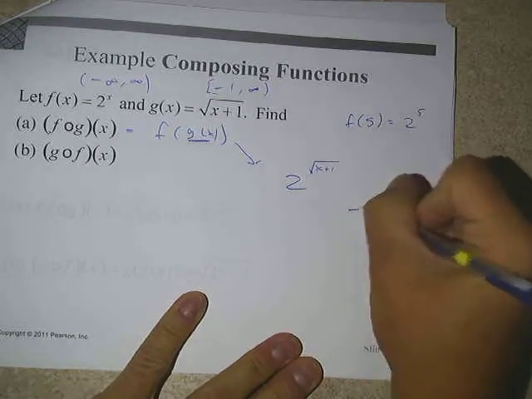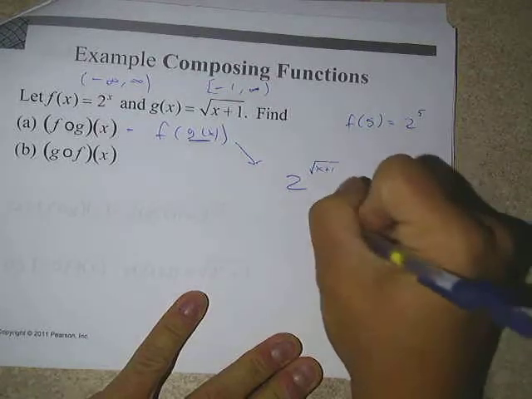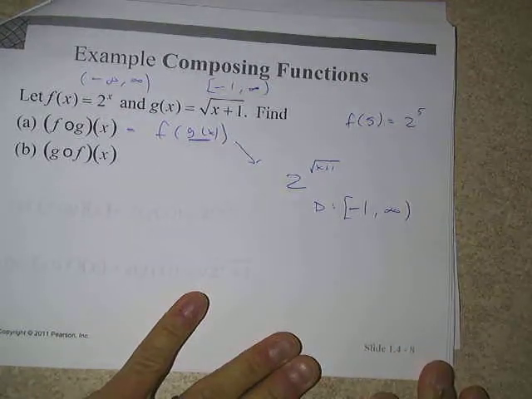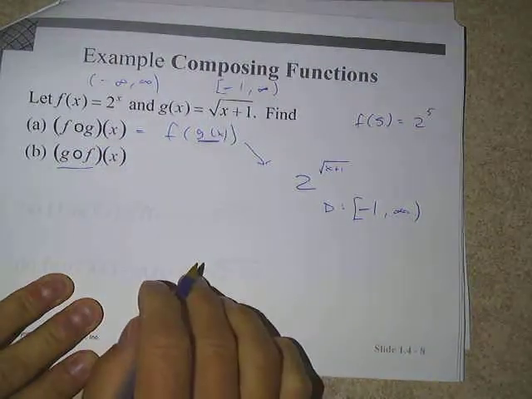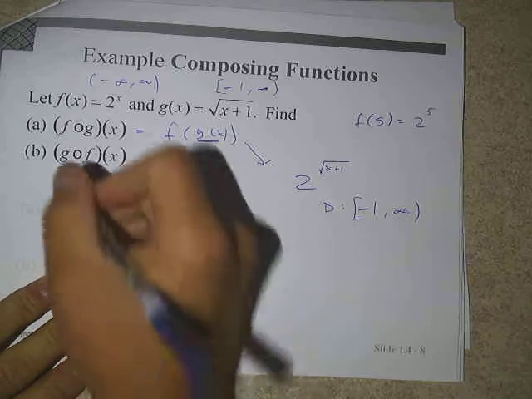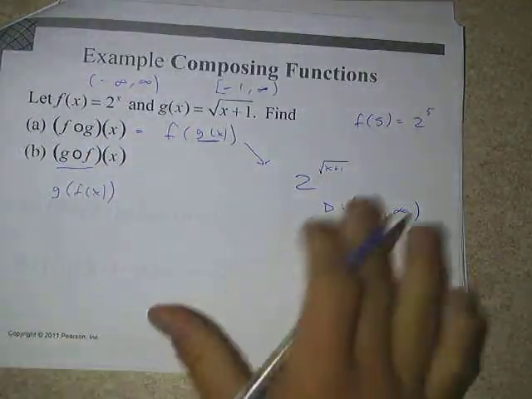And let's talk about its domain. We know that we can put anything into 2 to the whatever if we want to, but bottom line is, what can't go in here? We can't put in any x less than -1. So the domain here would still be that.